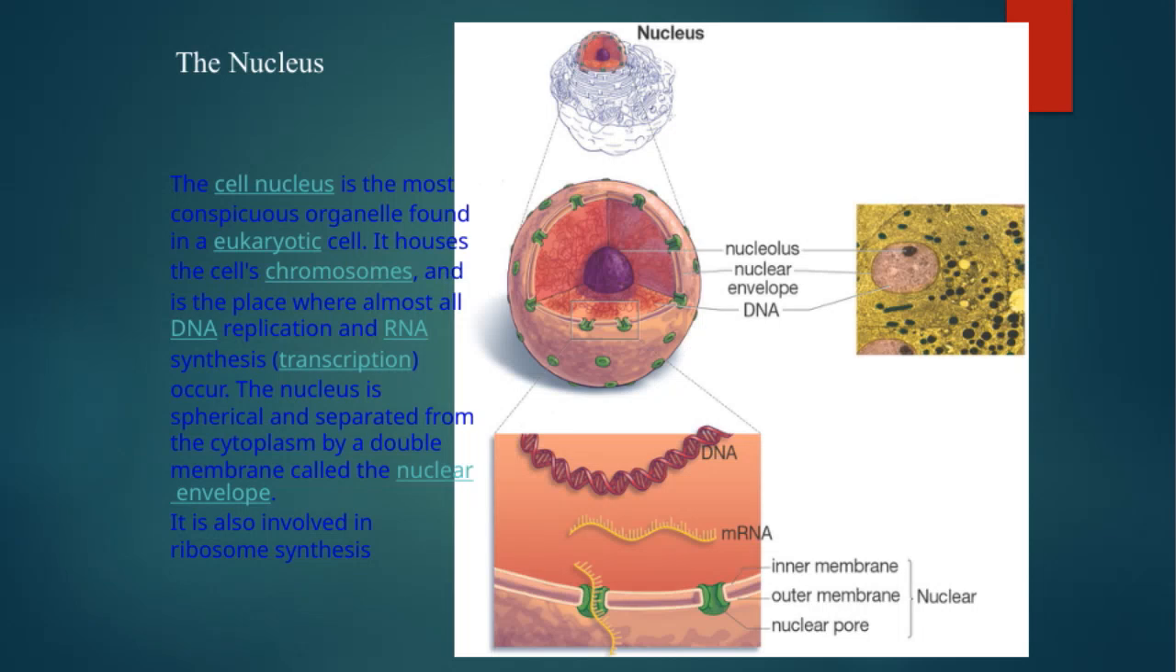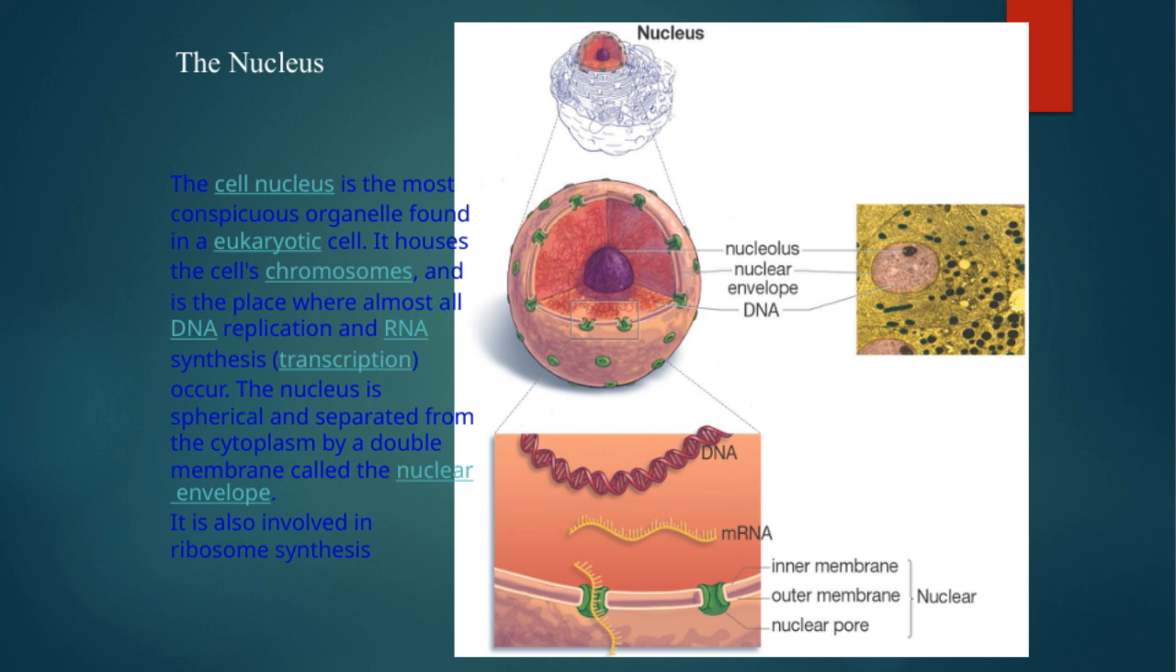The cell nucleus is the most noticeable organelle in a eukaryotic cell. It's essentially the control center of the cell, housing the cell's chromosomes, which contain our genetic information. Inside the nucleus, almost all DNA replication and RNA synthesis, or transcription, takes place. This is where the cell's instructions are copied and used to make proteins.